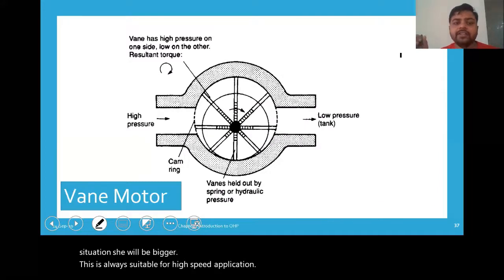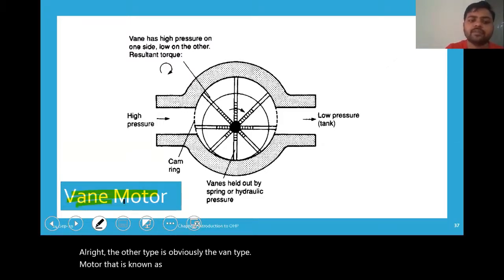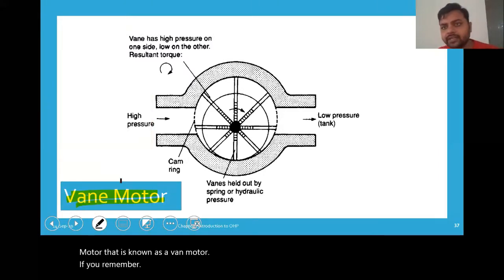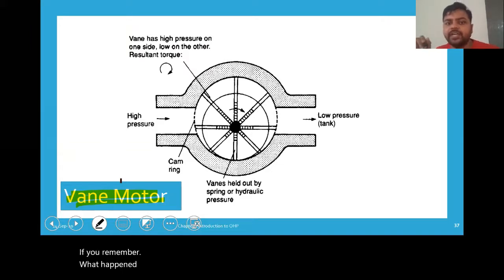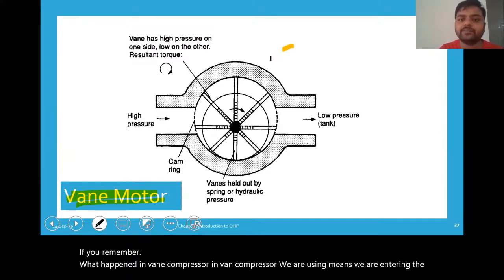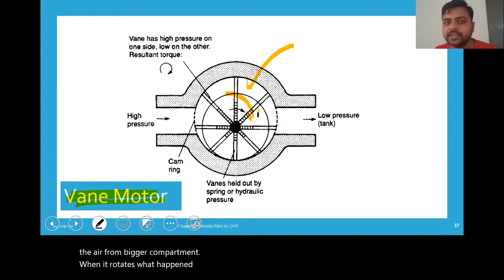All right. The other type is obviously the vane type motor, that is known as a vane motor. If you remember what happened in vane compression, we were entering the air from the bigger compartment. When it rotates, the volume gradually decreases, and because of the reduction in volume, the air was getting compressed.